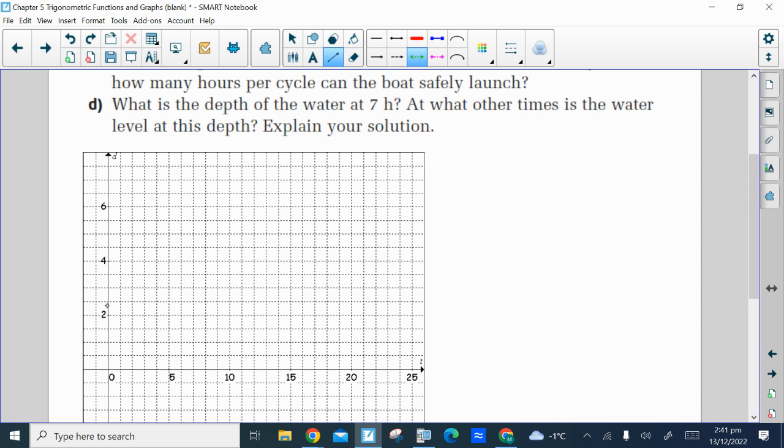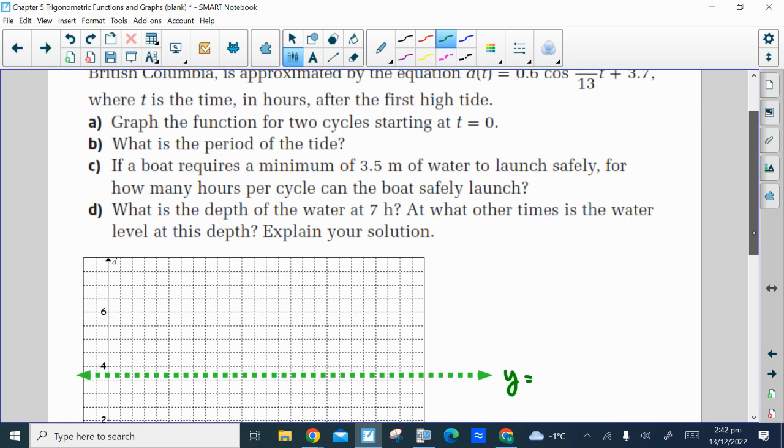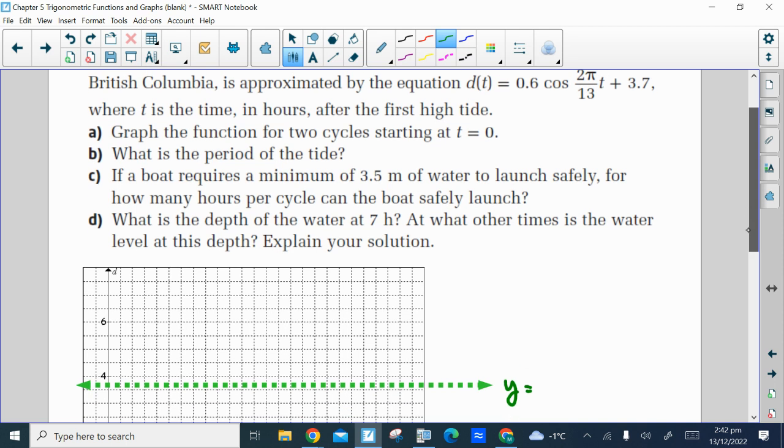So this is 2, 1, 2, 3, 4. Between 2 and 4, there are 4 units, so halfway would be 3. So each unit counts for half of a meter. So this is 3, that'll be 3.5, and 3.7 will be just above 3.5. So there's our horizontal midline. That is at y equals, sorry, 3.7, not 3.5, 3.7.